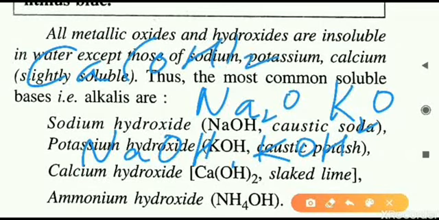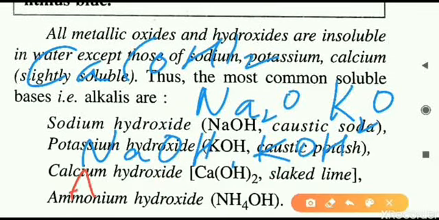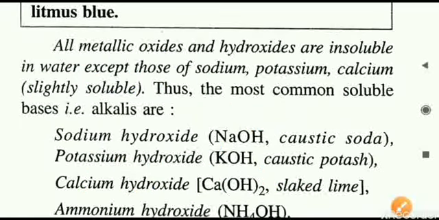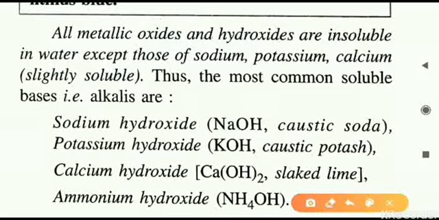All these are the metal oxides and hydroxides which are soluble in water, and these are called alkalis. Apart from sodium, potassium and calcium hydroxide, one more you have to remember: ammonium hydroxide. This one is also a part of the water soluble bases, that is, alkalis. So only these names you have to remember, they are the alkalis.